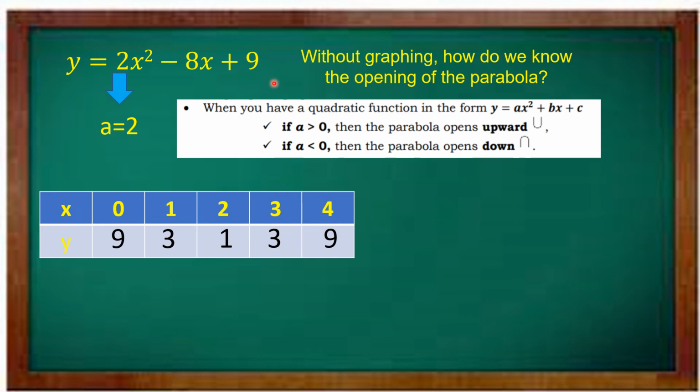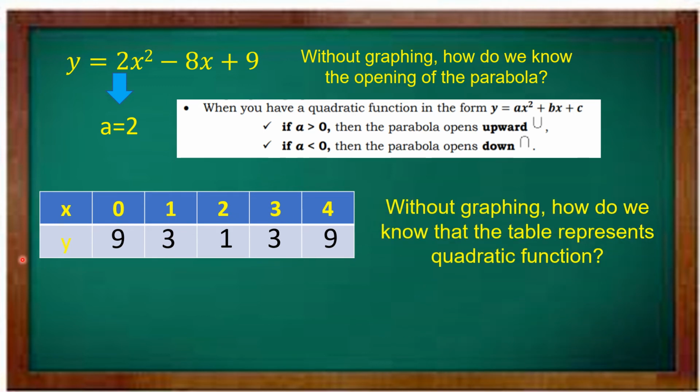Okay. Next is this table. Without graphing, how do we know that this table represents a quadratic function? Paano natin malalaman na quadratic function ito? Igagraph pa natin isa-isa para makita natin na naka-form ng parabola. So, quadratic function yan. Instead of doing that, without graphing, pwede na nating malaman using a different method. So, ang method na yon ay first difference and second difference.